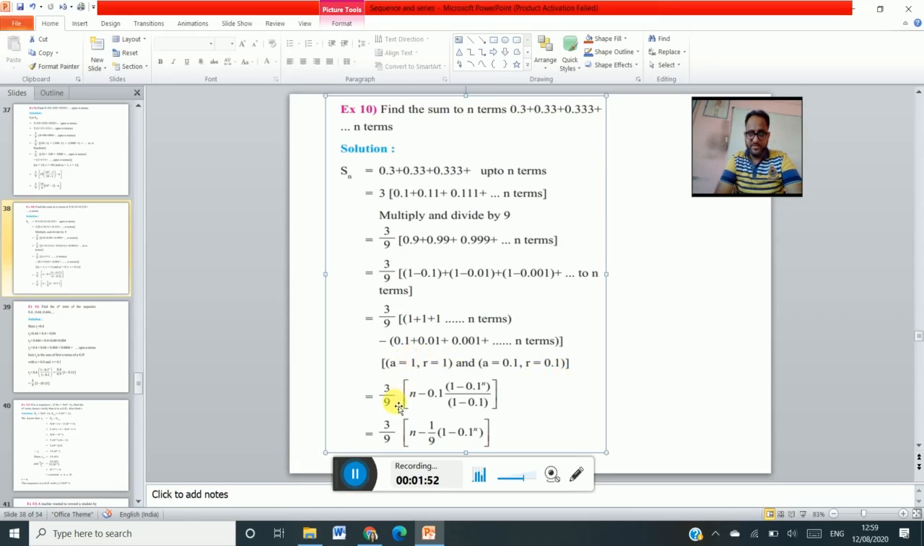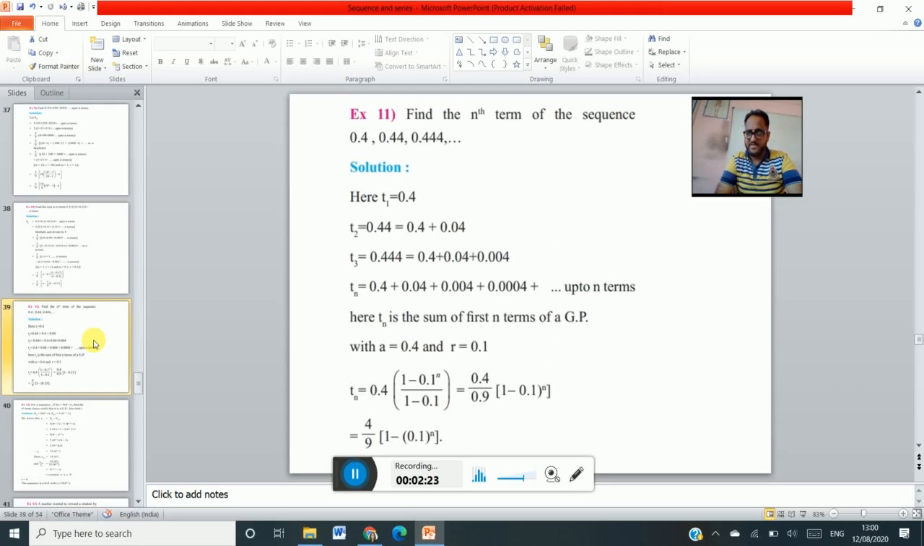Okay, so by using the formula we got n minus 0.1 into 1 minus 0.1 to the power n divided by 1 minus 0.1. Then 1 minus 0.1 is 0.9. Okay, that should be taken out common. 0.1 by 0.9, that is 1 by 9, and remaining is numerator 1 minus 0.1 to the power n. This should be the result. And in this way we solved some examples.